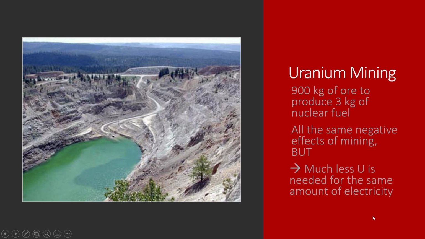So to get uranium, we have to mine it. 900 kilograms of ore are needed to be mined to get 3 kilograms of nuclear fuel. So you can imagine that is not a very efficient method. It has the same negative effects of mining. The big difference is that there's much less uranium needed for the same amount of electricity. So you don't actually need to mine nearly as much to get more energy.